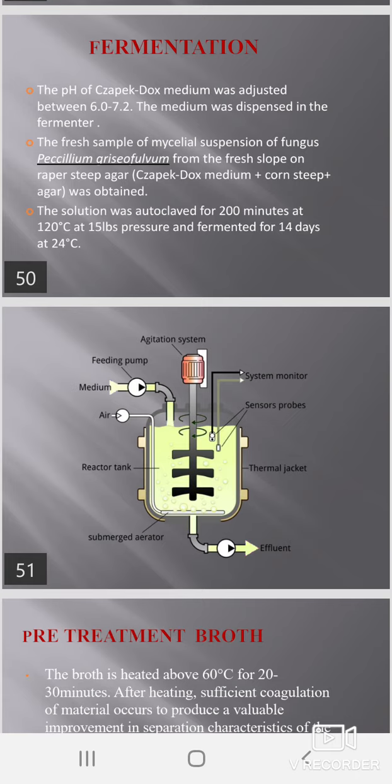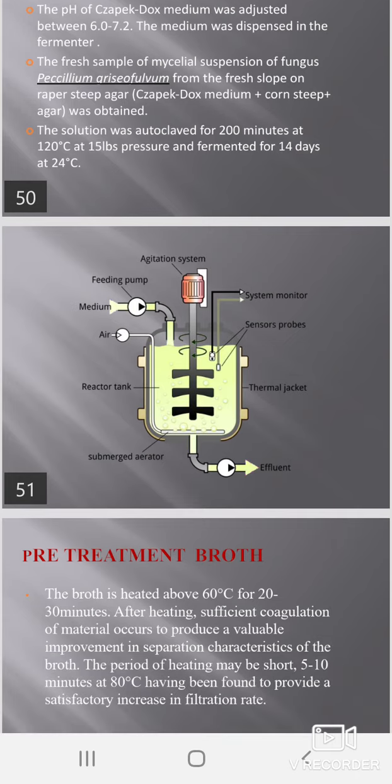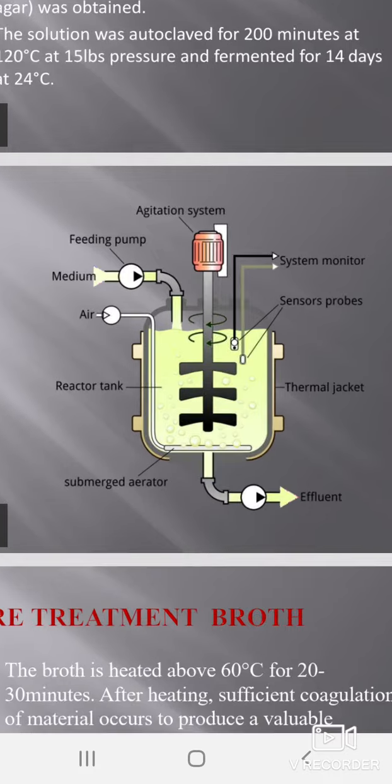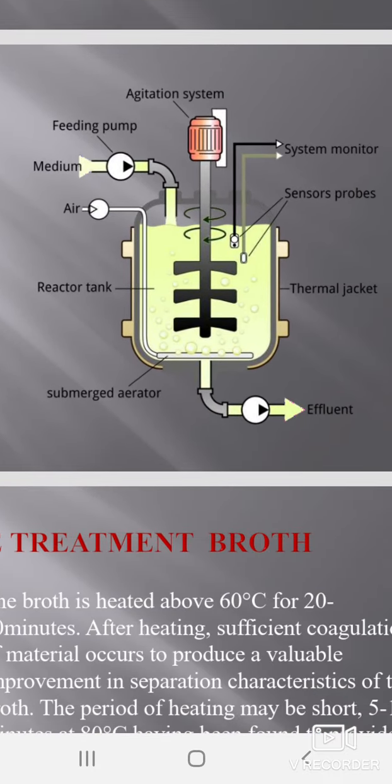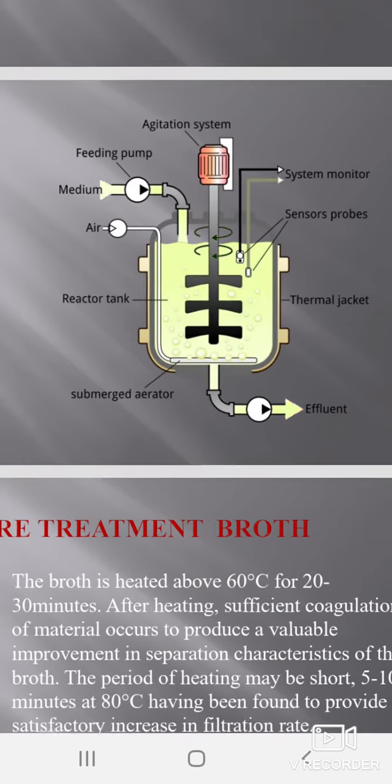at 24 degrees Celsius. You can see in the diagram clearly the agitation system, feeding pump, medium, system monitored, sensor, thermal jacket, effluent, submerged aerator, and reactor tank, air. All you are seeing in this diagram.